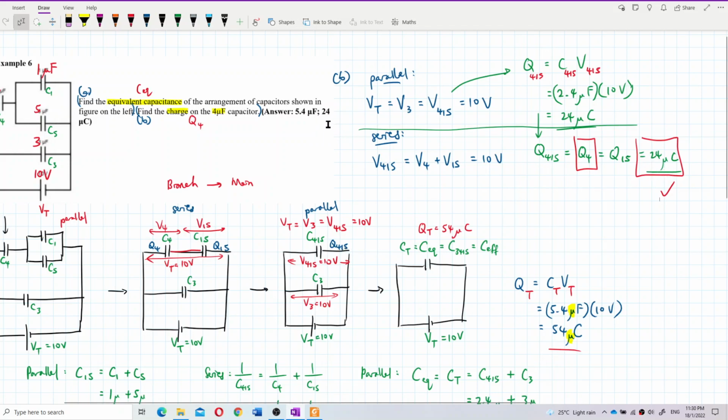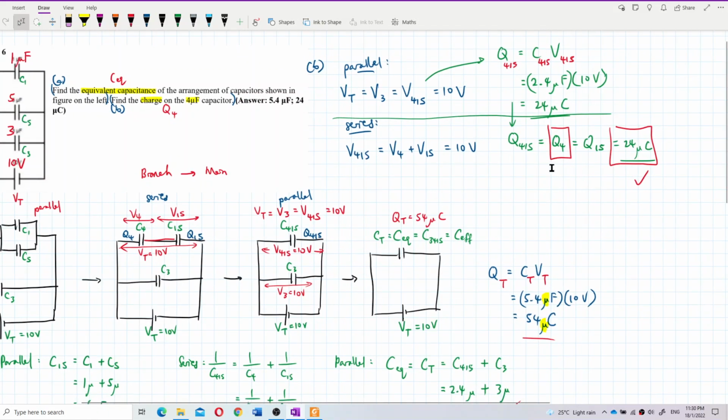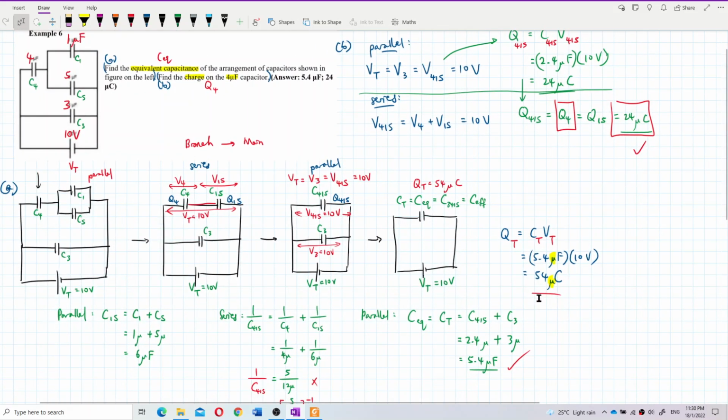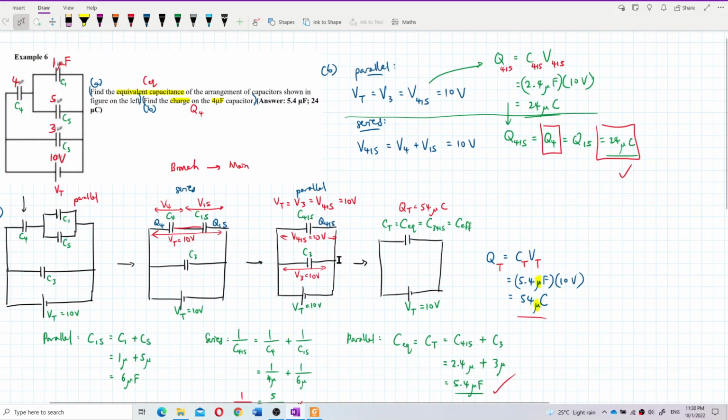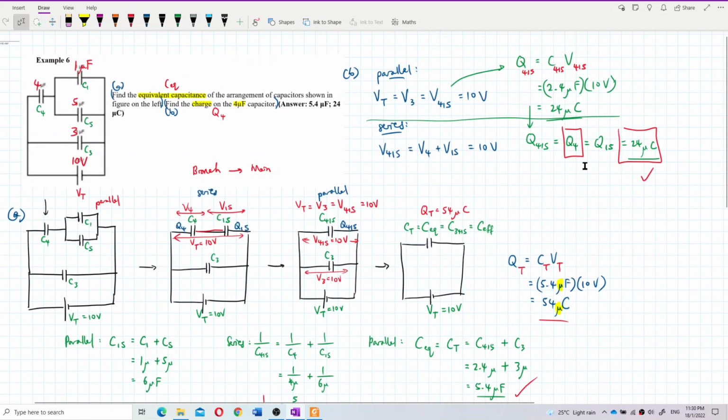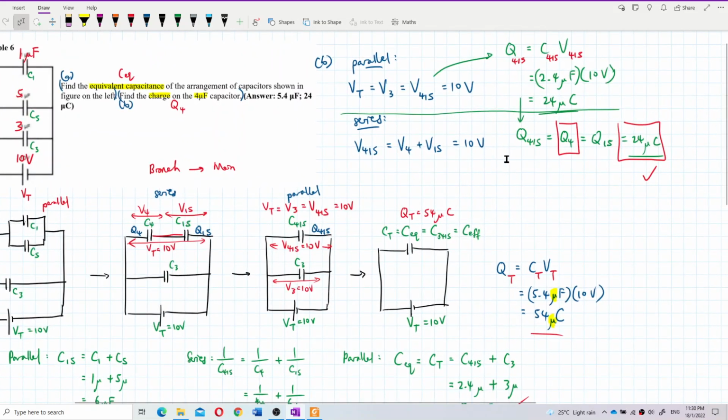Is the answer correct? 24 microcoulomb? That's correct. So Q4 and Q15 are 24 microcoulomb. I wanted to verify this, but never mind. Q4 is 24 microcoulomb. That's it.